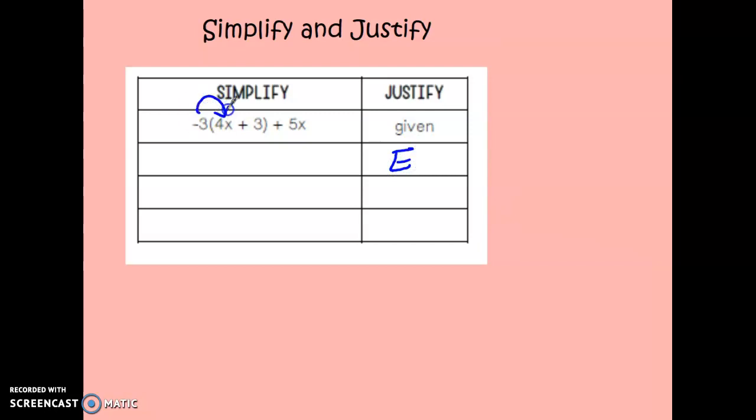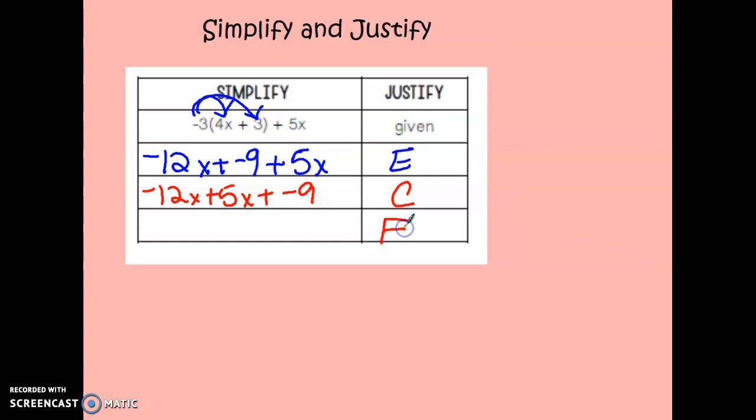Negative 3 times 4x is negative 12x. Negative 3 times 3 is negative 9, and then plus 5x. Next I have to commute to put together my like terms, so I'm going to do C next. So negative 12x plus 5x plus negative 9. Then I'm going to combine like terms, which is letter F: negative 7x plus negative 9.